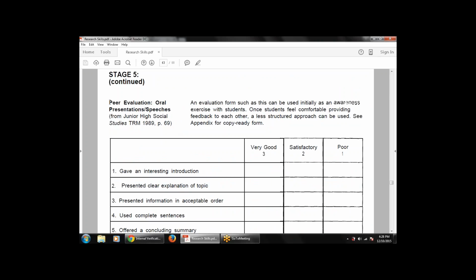The next evaluation is peer evaluation, that is, for the oral presentation and the speech. Whatever oral presentation we are doing, we do peer evaluation, that means within the same group at the peer level. Evaluation forms such as this can be used initially as an awareness exercise with the students, and when the students feel comfortable providing feedback to each other, a less well-structured approach can be used.